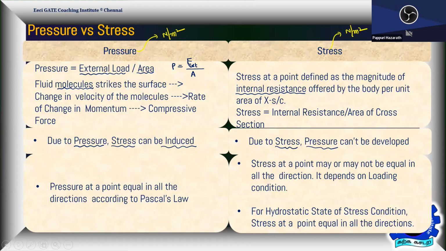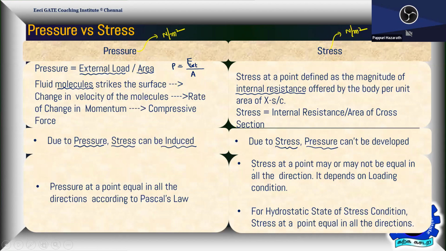But stress at a point may or may not be equal in all the directions. It depends on the loading conditions. Correct or not? Stress at a point may or may not be equal in all the directions; it depends on the loading condition.